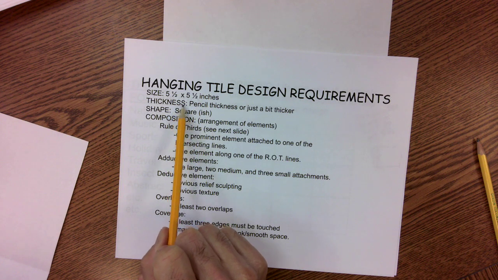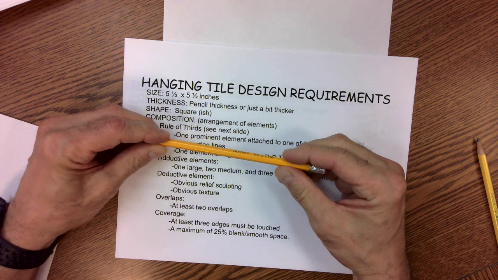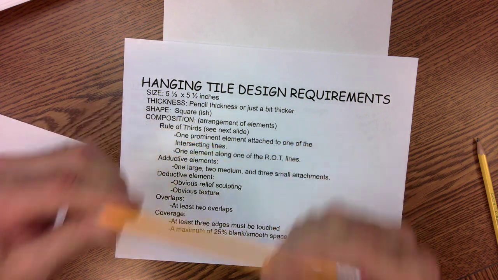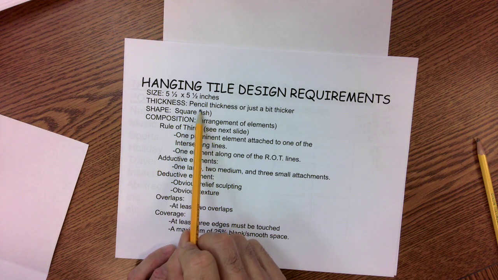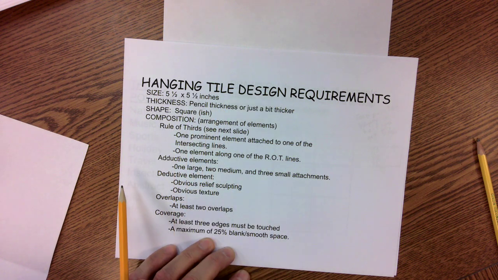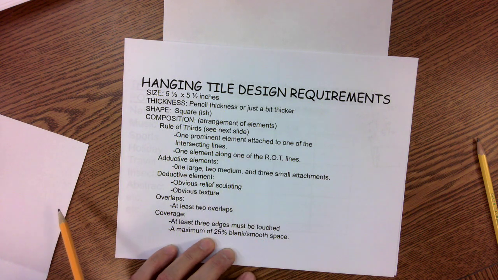The thickness should be about the thickness of a pencil. Maybe just a little bit thicker than that, but not twice a pencil. The shape should be relatively square. That means ish, kind of square, fairly square. So the composition means how you arrange your elements.